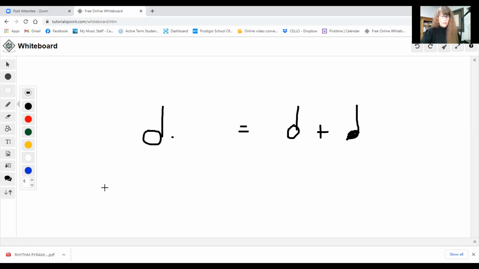They might give you a dotted quarter, and they're going to say, write 2 notes that are the equivalent of this dotted quarter. So then I would proceed to draw a quarter note, and I would add, that dot is worth half of a quarter. So I would add an eighth note. So there's my 2 notes that I've written out to complete this equation of equivalency. Just going to clear this board.